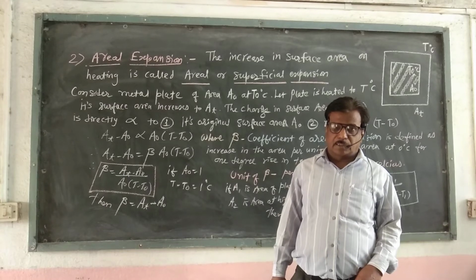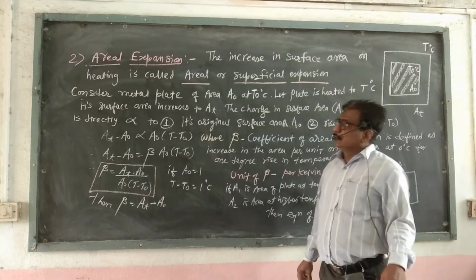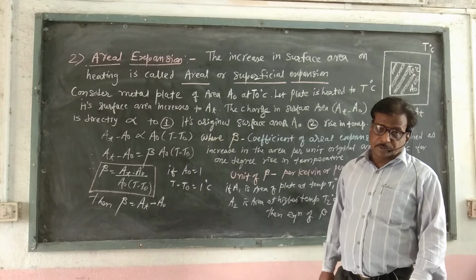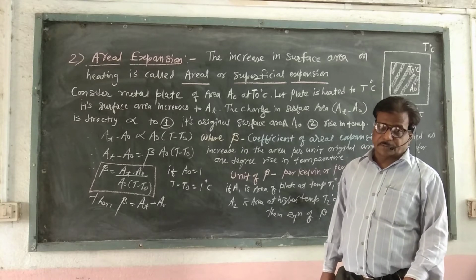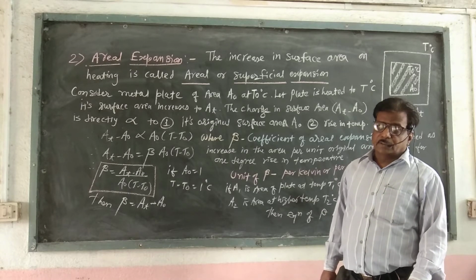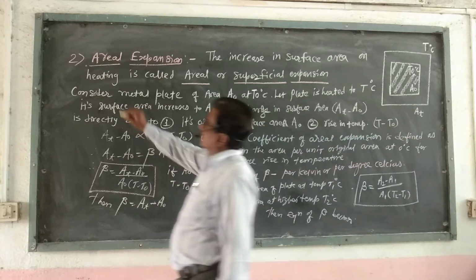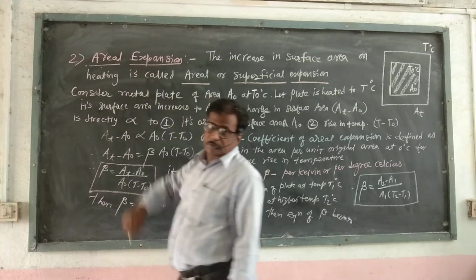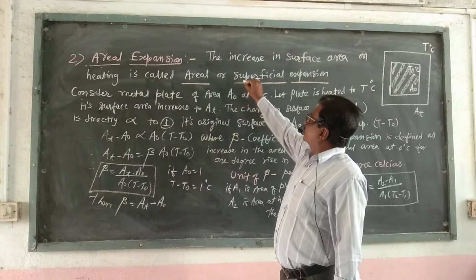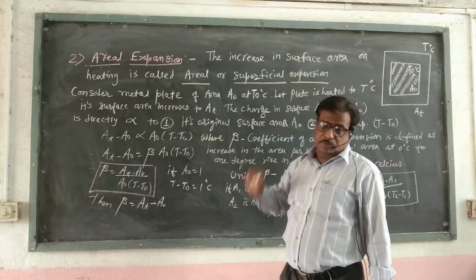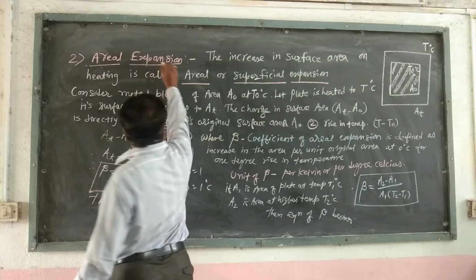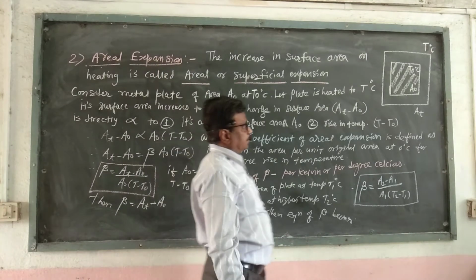So in the last article or last period, we saw the first type. The first type is called linear expansion. Now in today's lecture we start the second type. The second type is called real expansion, or another name for it is superficial expansion. So what is meant by real or superficial expansion?